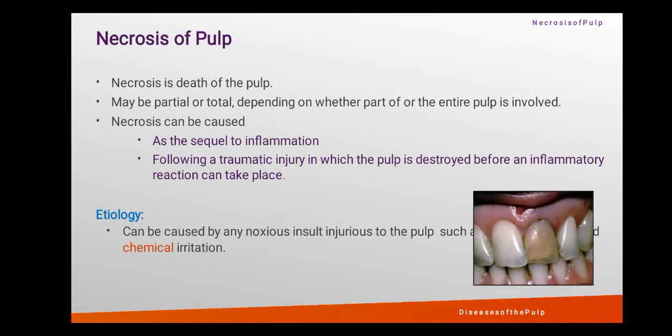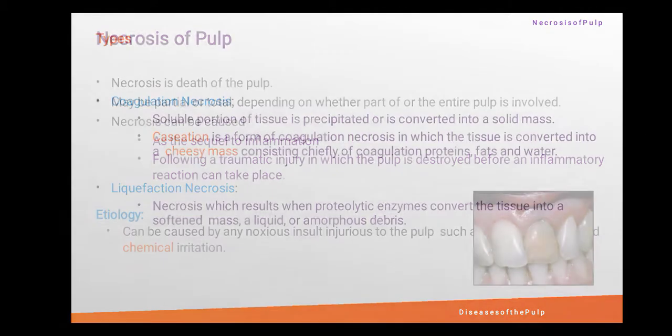Then coming to another condition of the pulp, that is called necrosis of the pulp. Here there is a death of the pulp. It may be partial necrosis or total necrosis, depending on whether part of the pulp or the whole pulp is involved. It is caused as a sequel to the inflammation following a traumatic injury to the pulp, and it can be caused by noxious insults to the pulp, such as chemical irritations.